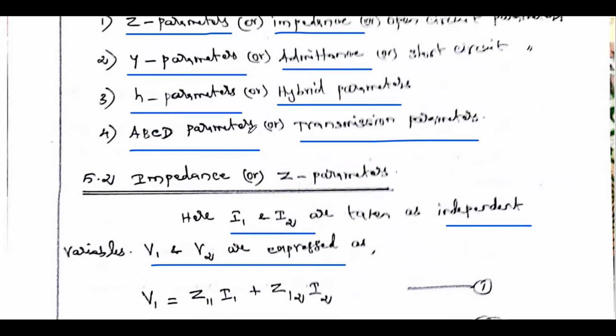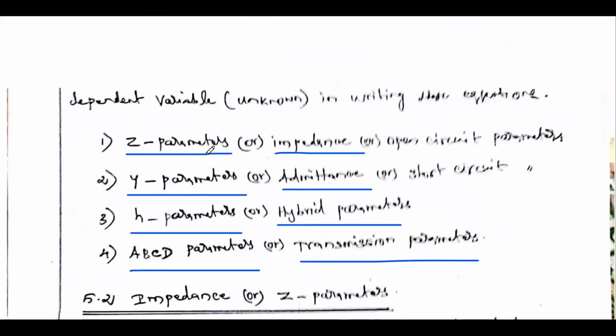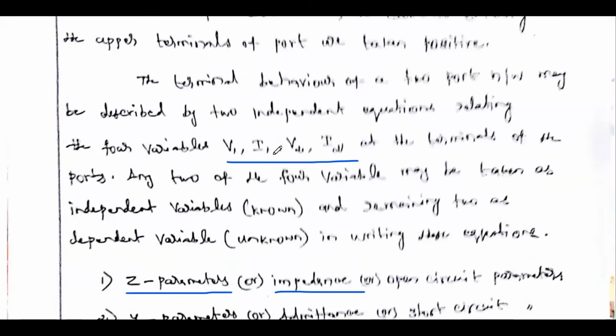Similarly, in the admittance parameter, it is just the reverse. In the Y parameter, we write two equations for I1 and I2 in terms of V1 and V2. Similarly, in H, we take the remaining 2 as independent variables and the remaining 2 as dependent variables. So in each parameter, out of the 4 variables, we take 2 as independent and 2 as dependent.